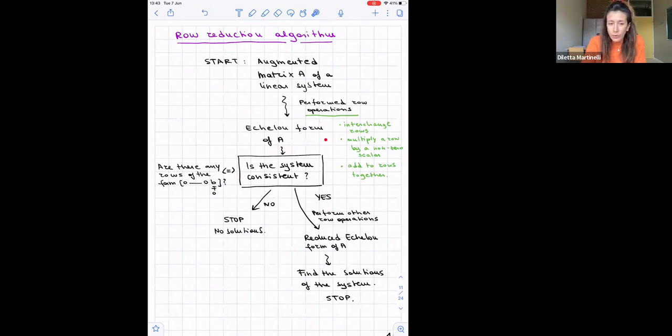Then when you have the echelon form, you can ask yourself whether the system is consistent or not. And if not, then you stop. There is no solution. And how do we understand if the system is consistent? We ask if there are rows of the form 0, 0, 0, and then the final element is a non-zero element B, as in the example that we had in the previous page. So either the system is not consistent and there is no solution, or, if the system is consistent, you keep modifying your matrix, again performing these elementary row operations, to reach the reduced echelon form of A, from which you can deduce the solution of the linear system. And then you stop. You have found the solution of the system, and that was the goal.